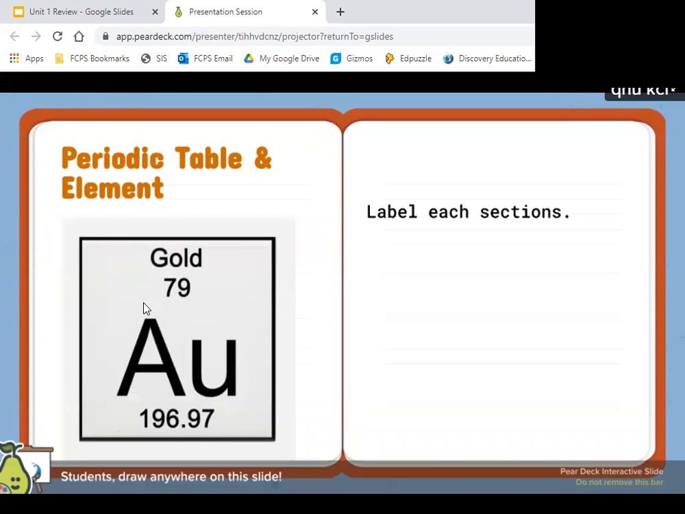So before we move on, can you guys label this and show me what these represent? Just label what 79 means, or what 196.97 means. That's what I would like you guys to do.